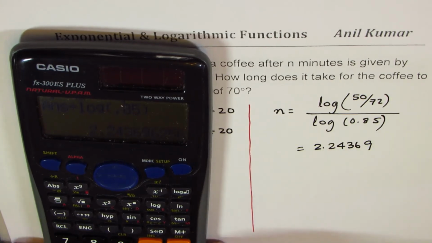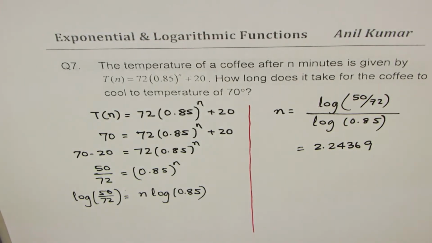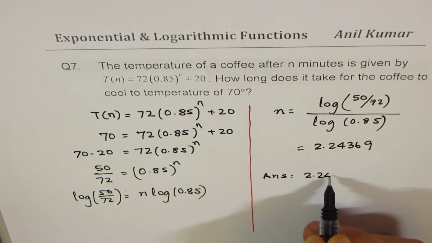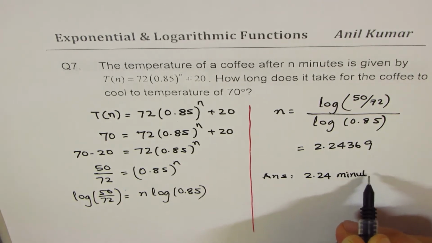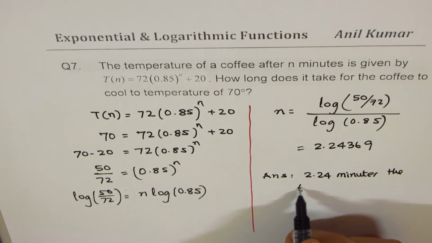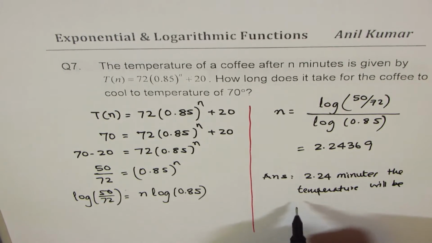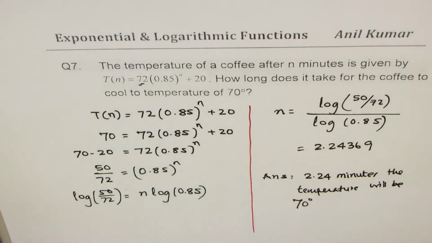2.24369. So that becomes the solution for the given question. So what we get here is that the time taken will be 2.24 minutes, right? So the answer is 2.24 minutes, the temperature will be 70 degrees. It makes sense because 72 is your initial temperature, so it doesn't really take long.